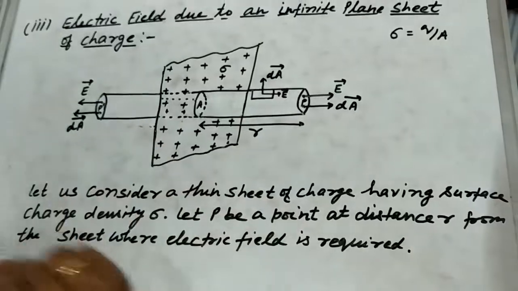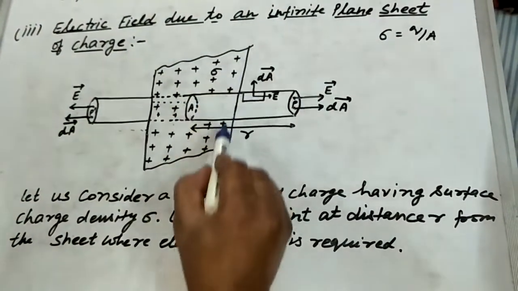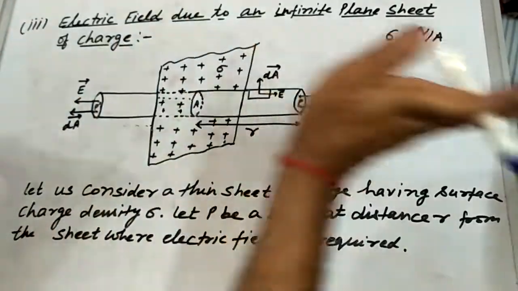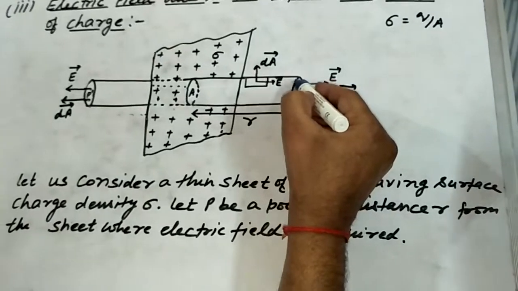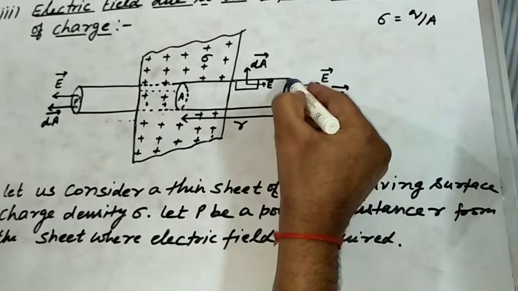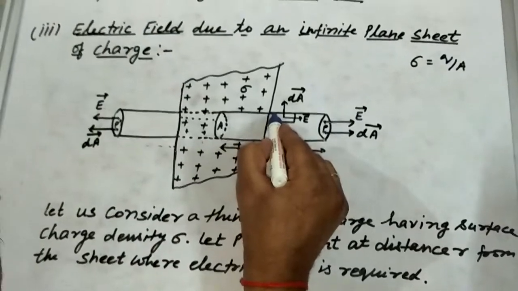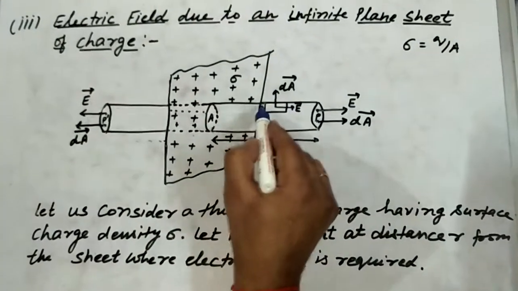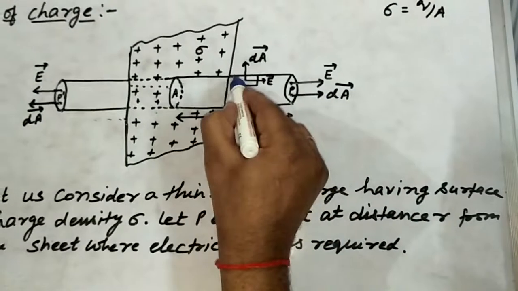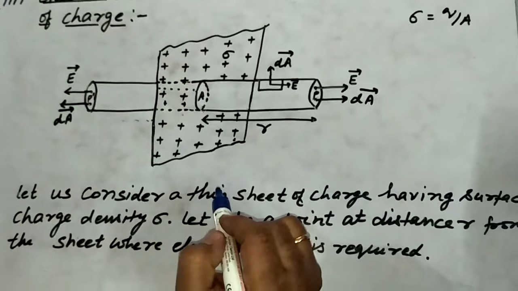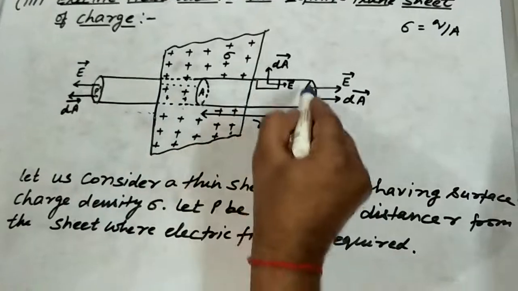Now you see here, in this case, positive charge is given to this sheet, so the electric lines of force will always go outward. This one is the right plane end, this one is the left plane end, and this one is the curved surface of this cylinder. Our aim is to find the total electric flux passing through this Gaussian cylinder.